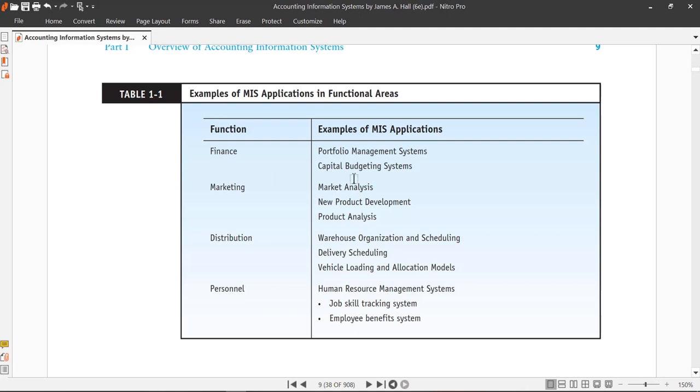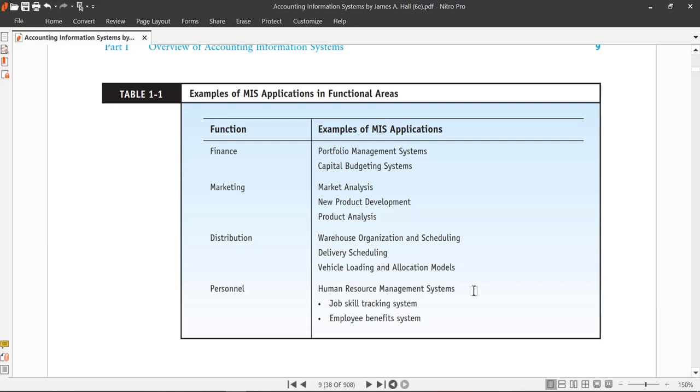Balik ako dito sa another example na non-financial information processed by MIS. So, ito. Finance, marketing, distribution, personnel. Yan yung mga general term ng mga pinaprocess nila. Marketing, selling, personnel. So, when it comes to the system provided by the MIS, ito. Portfolio management, capital budgeting system. Sa marketing naman, market analysis, product analysis, new product development. So, guys, as you read them all, you will notice na hindi talaga siya financial in nature.